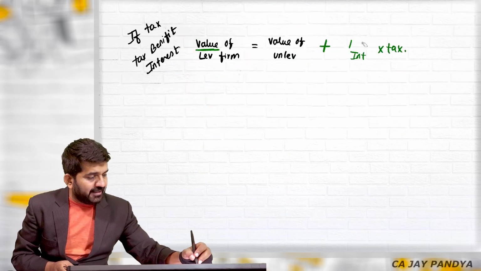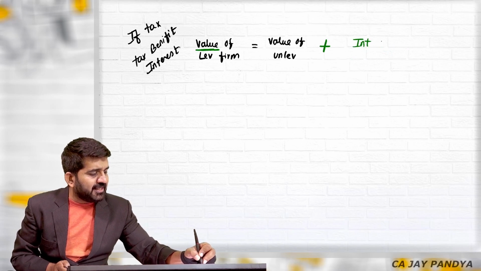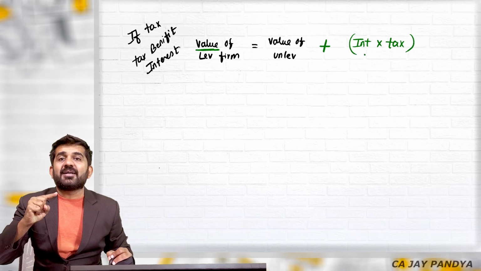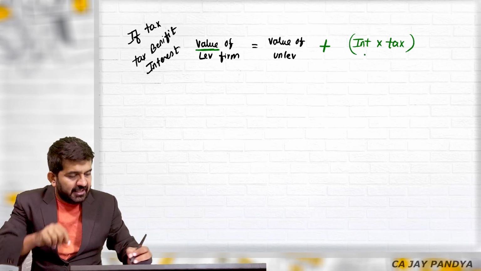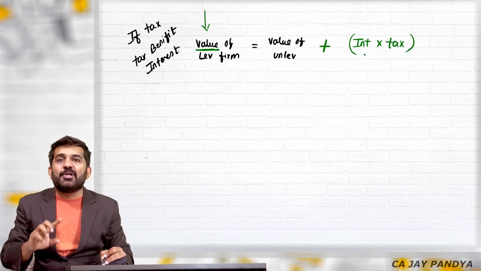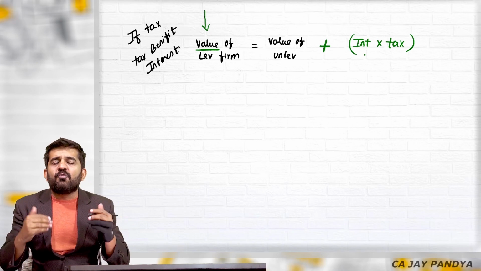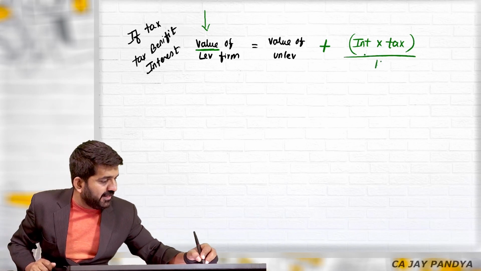If you take interest multiplied by tax rate over here, you are considering tax benefit for 1 year, and you are not finding out value for 1 year. You are finding out value of the company. How to value anything? Present value of infinite cash flow divided by KD.